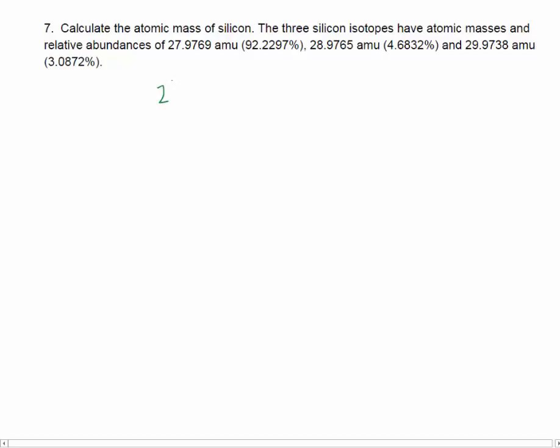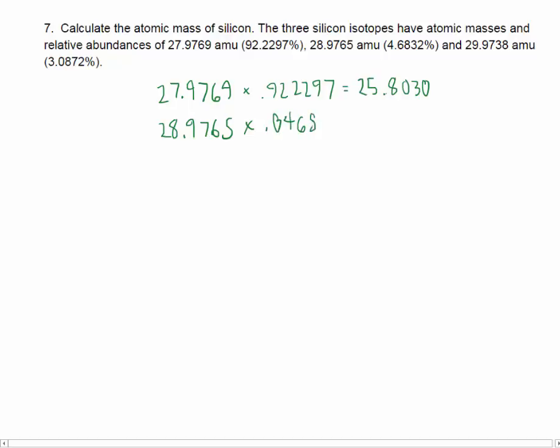So here we go. So you have 27.9769 times the percent abundance as a decimal, so 0.92297, which gives 25.8030. And then you have the isotope that's 28.9, so 28.9765 times its percent abundance of a little over 4.5%, so 0.04682, and that gives us an answer of 1.35703.